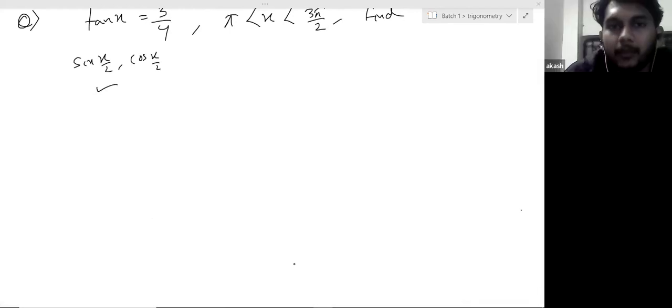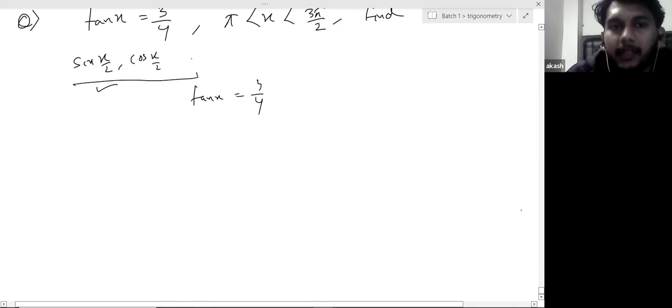Let's see. Tan x is 3/4. Whenever they say find half of whatever angle they have given you, use the half angle formula. All right. And which one? Always cos x formula. Once you get cos x by 2, you can find sin x by 2, tan x by 2, everything.